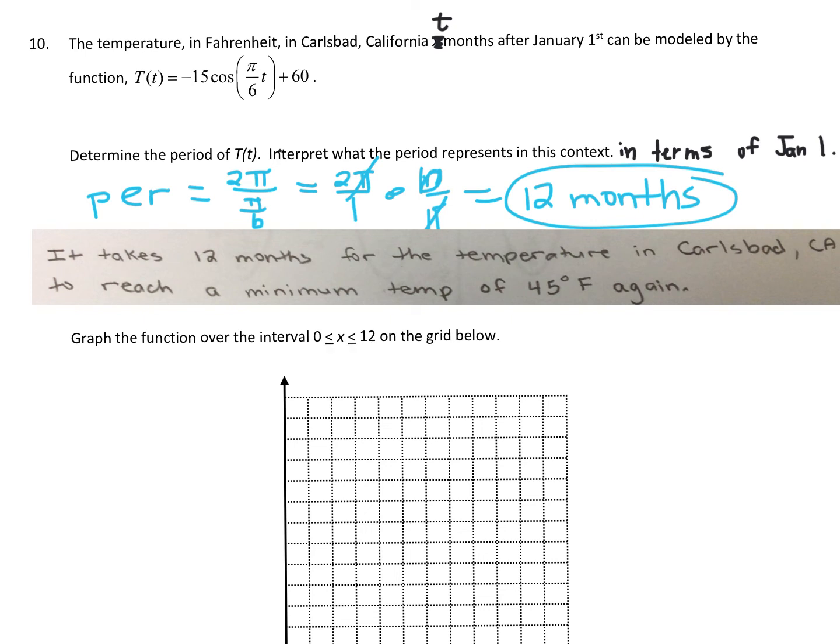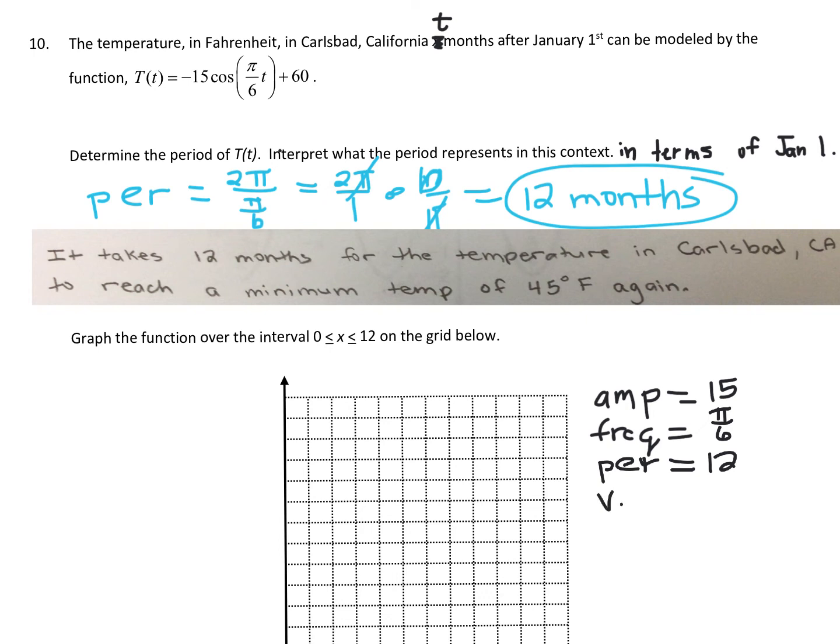Okay, so now in part B, they want you to graph the function on the interval between 0 and 12. So I'm going to set up my graph in a minute, but before I do, let me just write down the important characteristics of what we need to include. So the amplitude is equal to, now keep in mind, it's not negative 15, it's the absolute value of this number, so it's equal to positive 15. Okay, the frequency is equal to what's in front of the t, pi over 6. We just found the period to be 12, so that's how many months it'll take to complete one cycle.